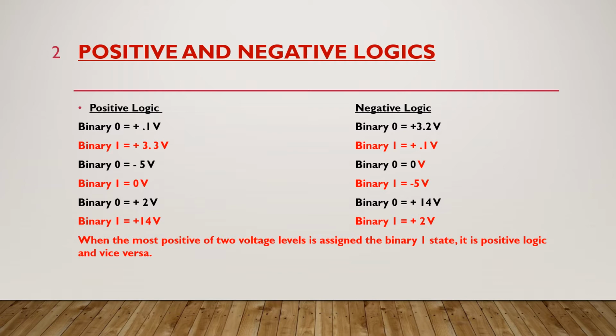Similarly, binary 0 is minus 5 volt and binary 1 is 0 volt. Now, 0 volt is greater than minus 5 volts, so that is why it is positive logic. Similarly, binary 0 is positive 2 volt and binary 1 is positive 14 volt. Definitely positive 14 volt is greater than positive 2 volt, that is why it is positive logic.